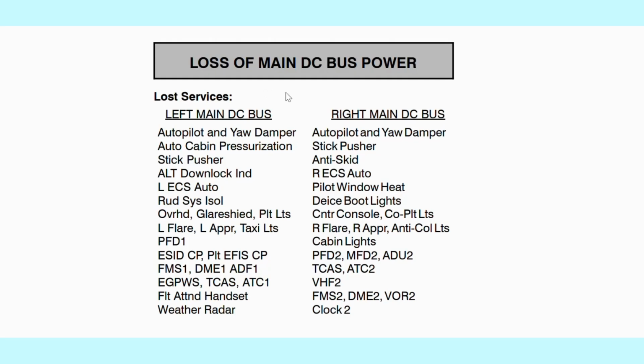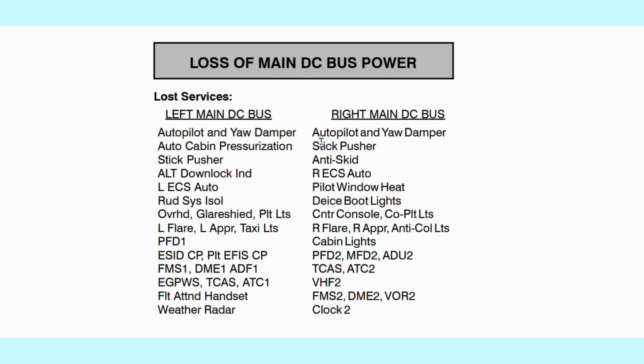So if the whole bus, a particular bus, either the left bus or the right bus, the whole thing fails, what are you going to note? You will definitely note that the autopilot and yaw damper have disengaged, so the aircraft has to be flown manually. Now, the other thing is to do with both left and right DC buses. There are some common items like the autopilot and yaw damper. Then there is a stick pusher, okay, which is very important.